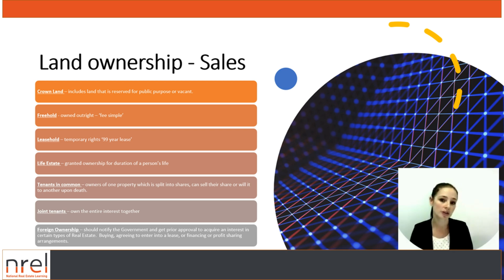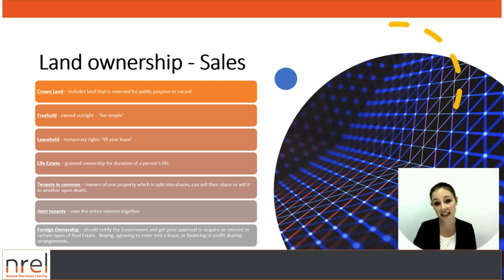So if you were to purchase a property as joint tenants, you own the interest together, so equal undivided shares. This is more common with husband and wife who are purchasing property together. So they have a 50-50 share. If one person was to pass away, then the ownership rights will automatically go to the other person without anything else needing to occur. However, if you were to purchase as tenants in common, this might be a more common scenario if family members are purchasing property together or friends are purchasing property together.